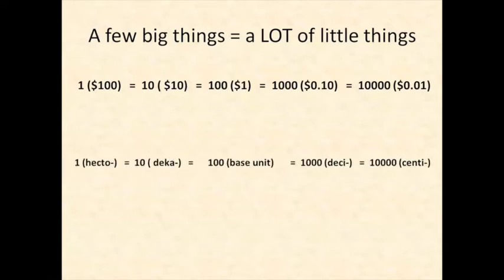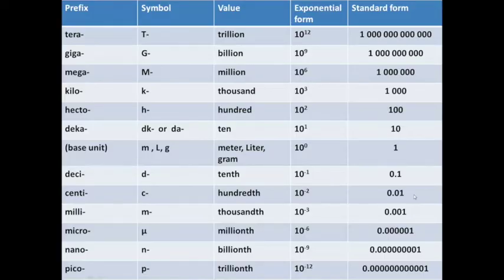So this is just showing how dollars then can be converted into the metric system idea, where here we have a prefix for 100 and a prefix for 10, the base unit, a prefix for a tenth, and a prefix for a hundredth. In the metric system, there are a lot of prefixes.